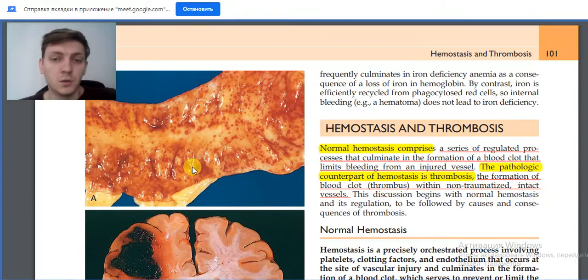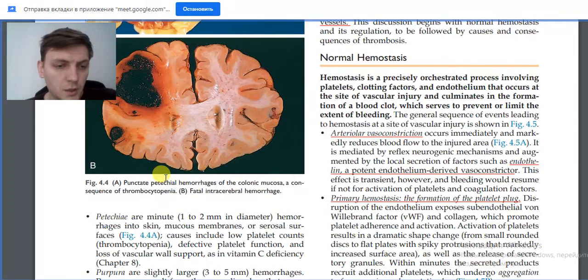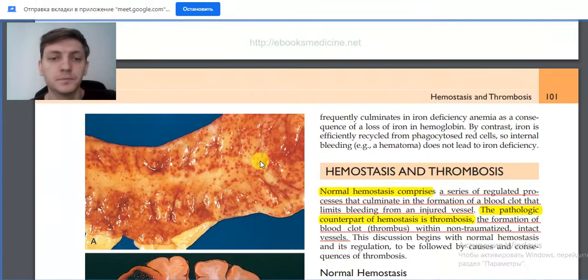So what is number A? It's punctate petechial hemorrhages of the colonic mucosa, a consequence of thrombocytopenia. We will discuss that. What is thrombocytopenia?